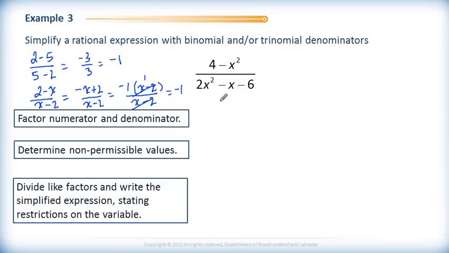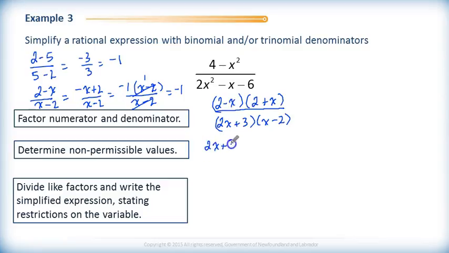We factor the numerator and the denominator, so the top is the difference of two perfect squares, so it becomes (2 minus x)(2 plus x), all over (2x plus 3) times (x minus 2). Now, we can already see where the x minus 2 will divide into the 2 minus x to give us negative 1 in a moment. But first we need to determine our non-permissible values.